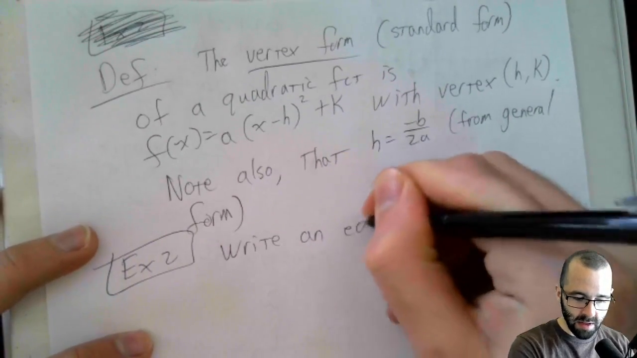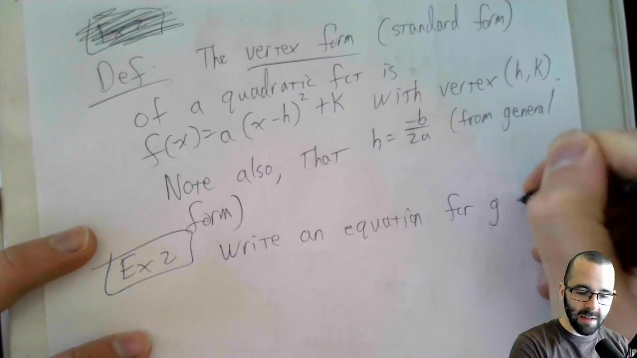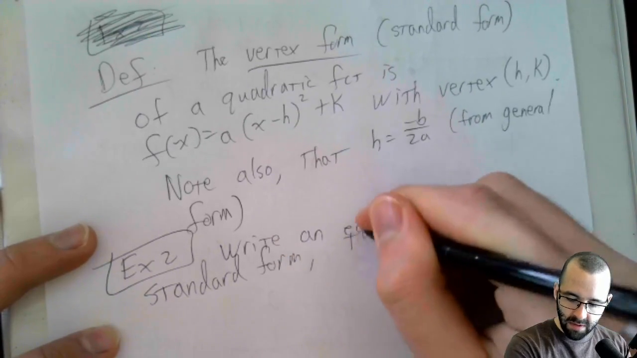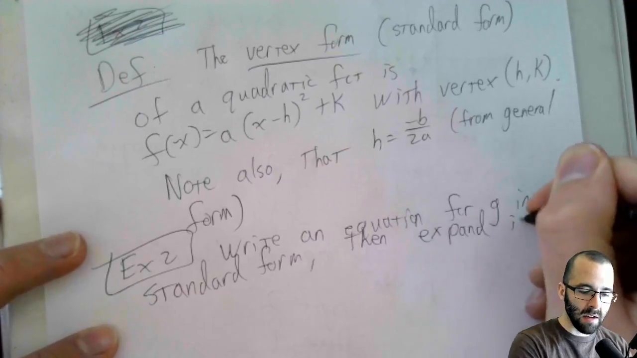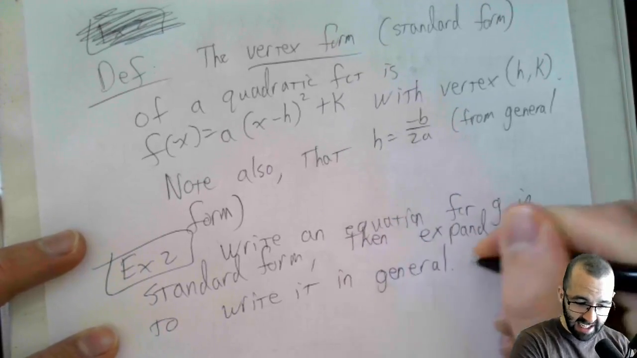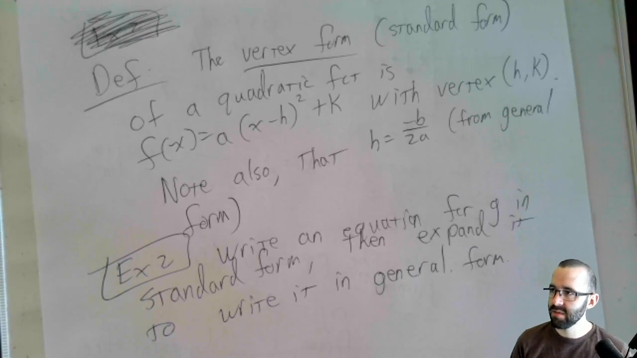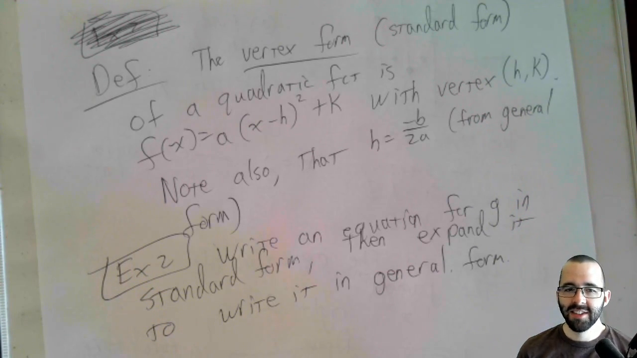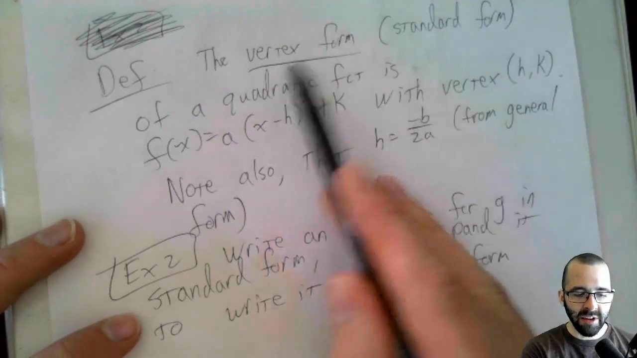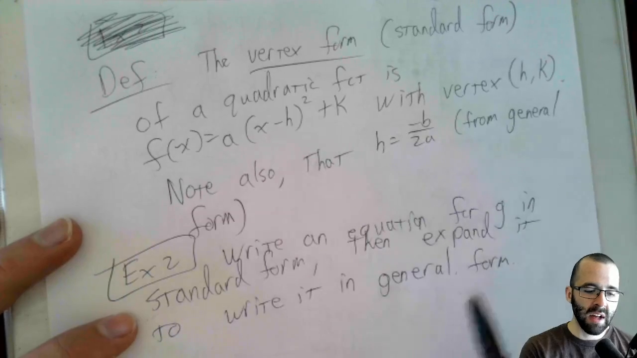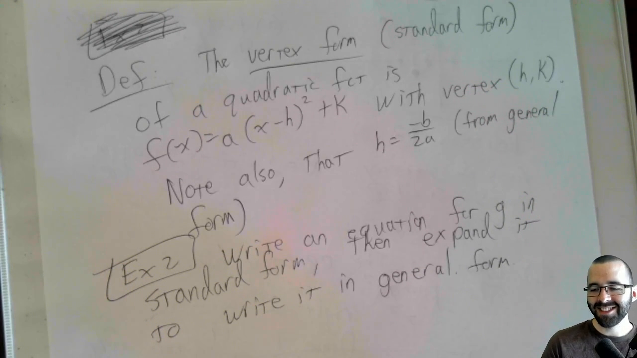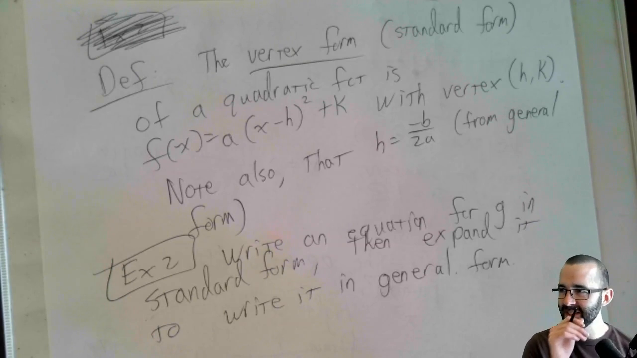Write an equation for g in standard form or vertex form. Then expand it to write it in general form. So it's easy to get these definitions mixed up. Okay? So if you get these definitions confused, I'm okay at answering them. Vertex and standard are the same. That's this factored form. General form is the ax squared plus bx plus c. Okay? And yeah, technically there's two examples left, but one of them has two parts. So it's kind of like there are three problems left.